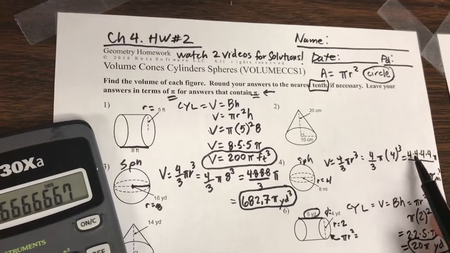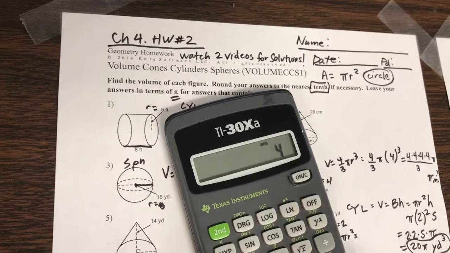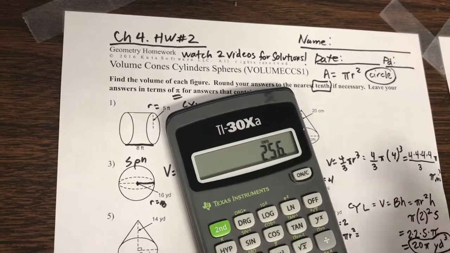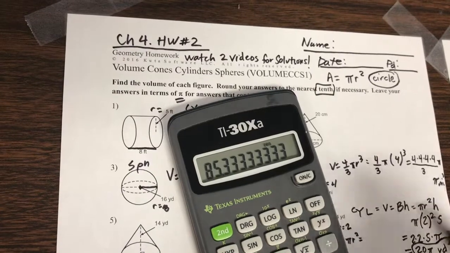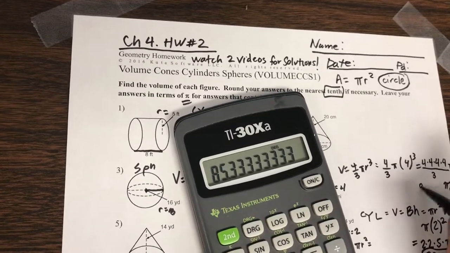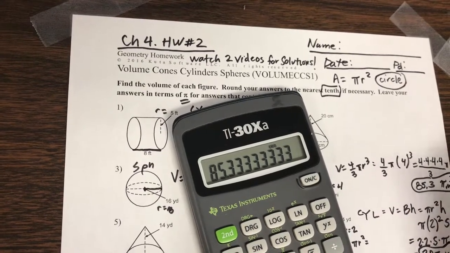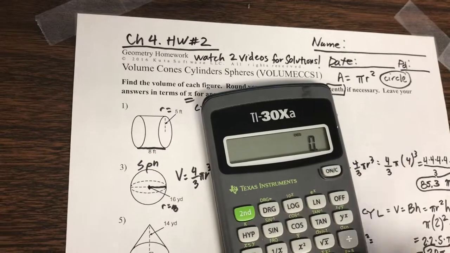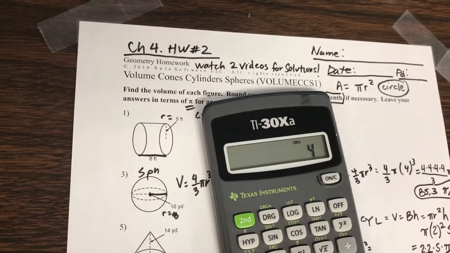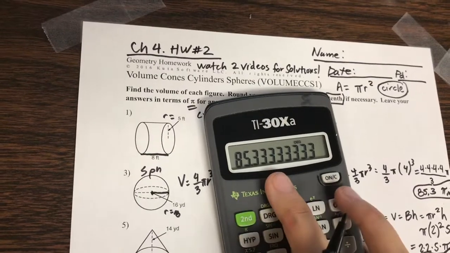And then we know my answer will be in miles cubed. So let's do the math here. 4 times 4 times 4 times 4, and then divide by 3. Aha, now that's where I get my decimals. So 85.3 pi, final answer. Now again, let's double check. 4 to the 4th power, 256, divide by 3, yep, 85.3.